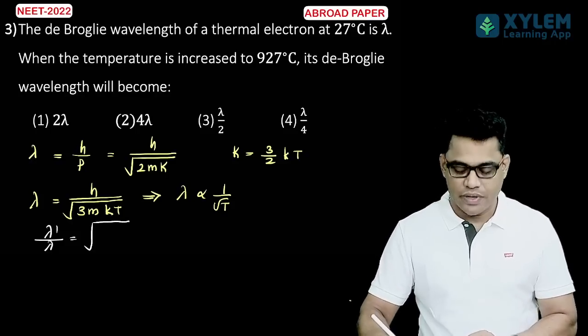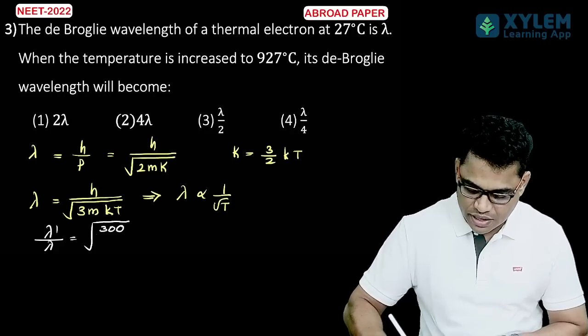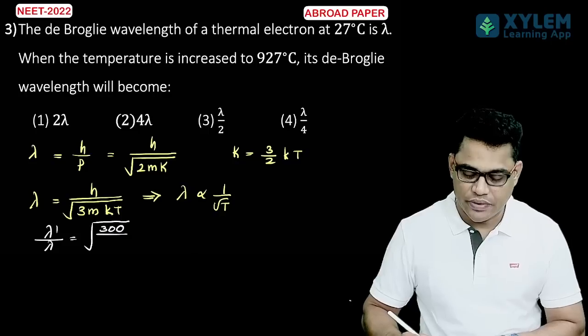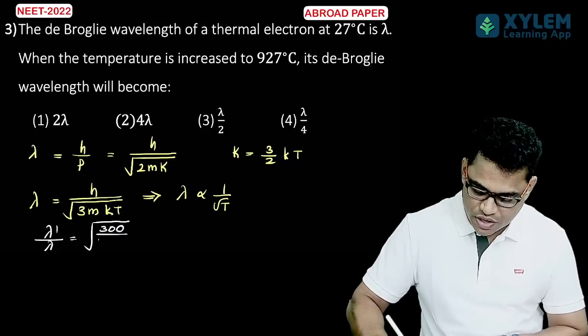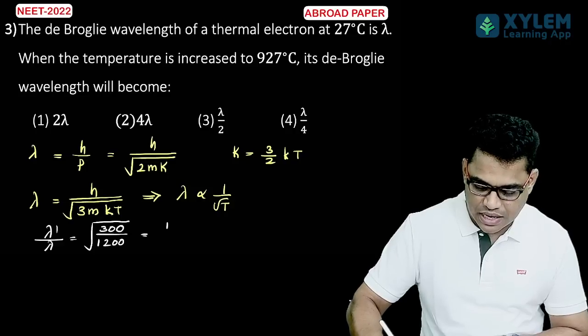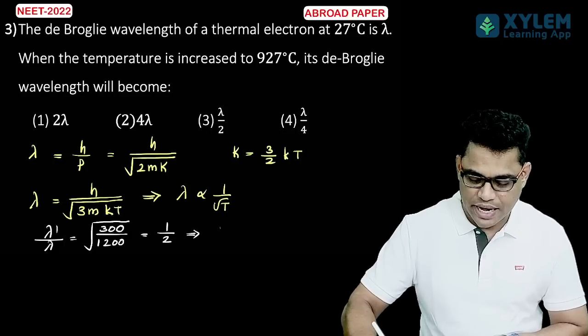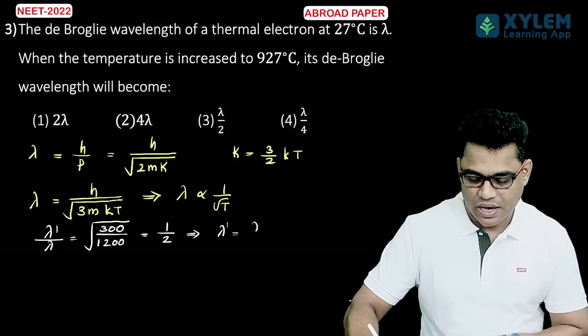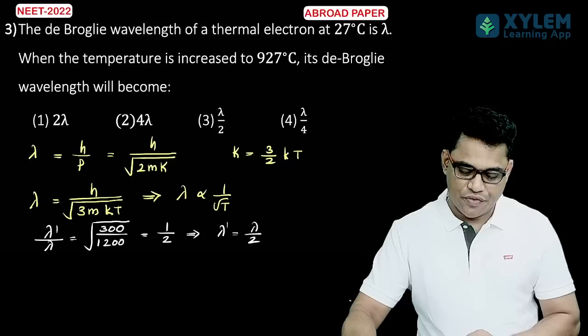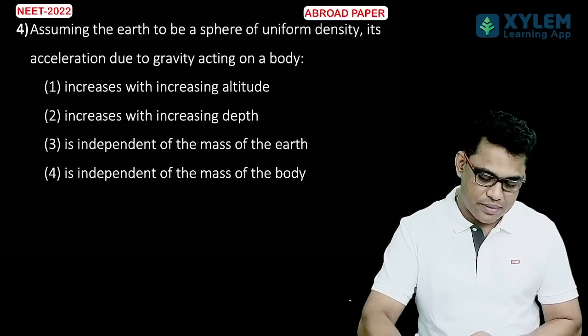T is equal to 27 degrees Celsius. Changing it into Kelvin, 300 Kelvin, divided by 927 degrees Celsius. When you change it into Kelvin, 1200. Therefore, the ratio turns out to be 1 by 2. So, lambda dash is equal to lambda by 2. Therefore, the right option is 3. Let us go for the fourth question.